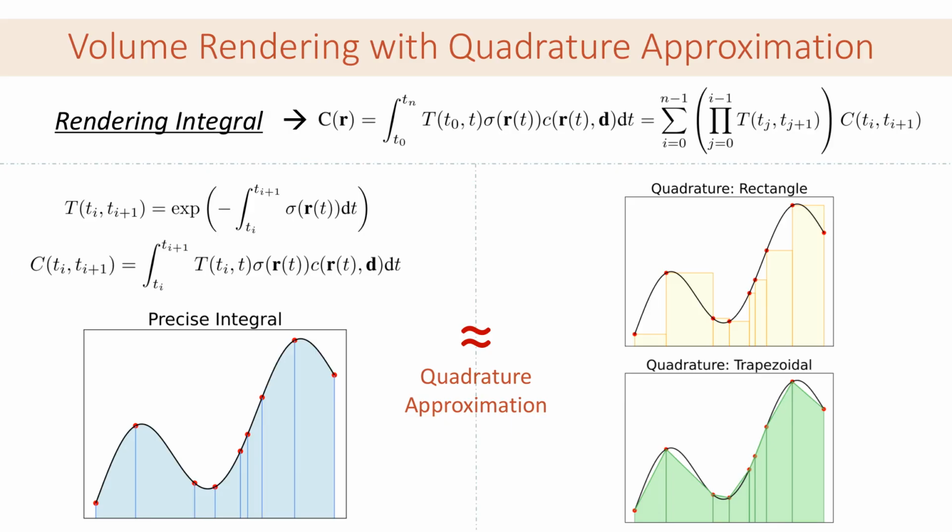It is worth noting that various methods can be used to approximate the function within a segment to achieve a differentiable integral approximation. NeRF employs rectangular approximation, while other approaches include trapezoidal approximation and parabolic approximation. However, none of these methods can precisely capture the behavior of the original function.